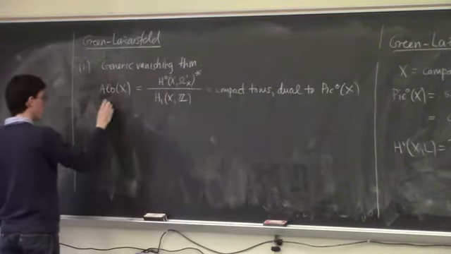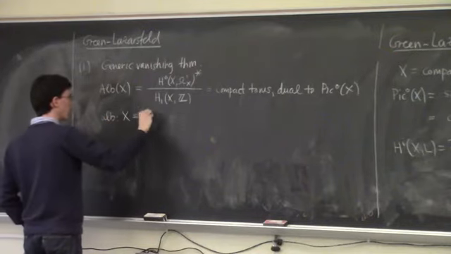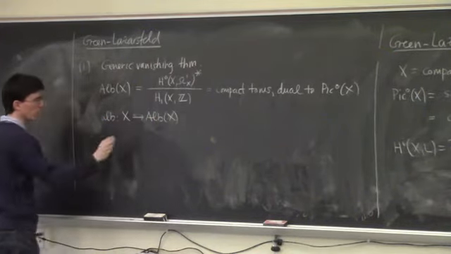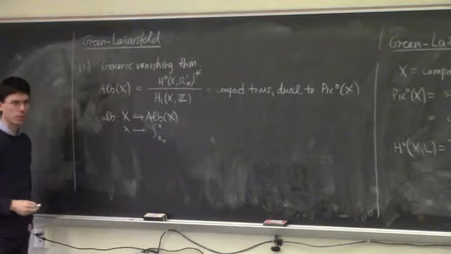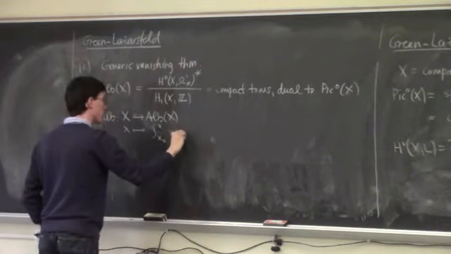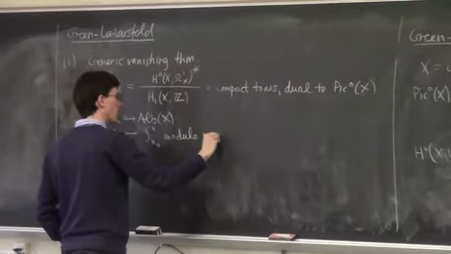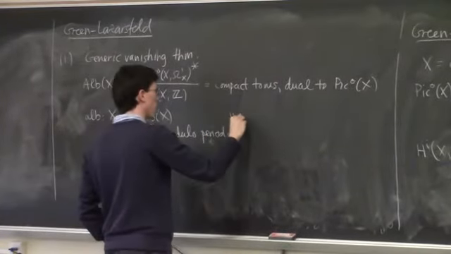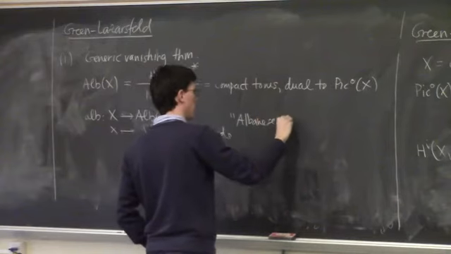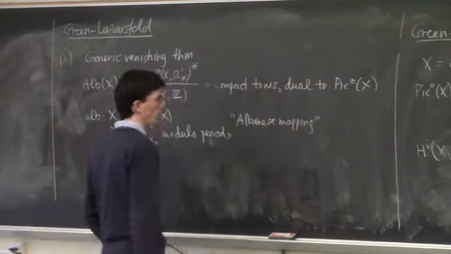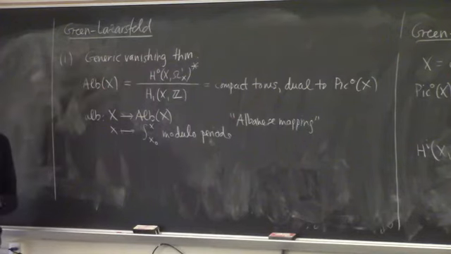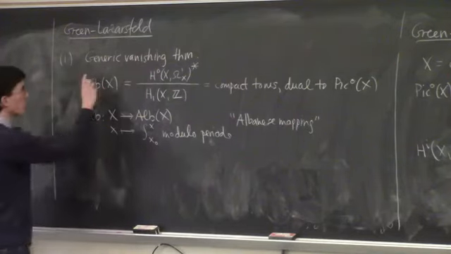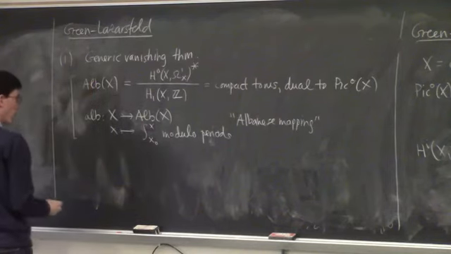And the reason for looking at this is that it comes with the so-called Albanese mapping, which is, if you choose a base point on X, then you can look at the functional given by integration, which is well-defined modulo periods. So this is the so-called Albanese mapping. Okay, so for example, in the case of a curve, this would be the usual embedding of the curve in its Jacobian variety.